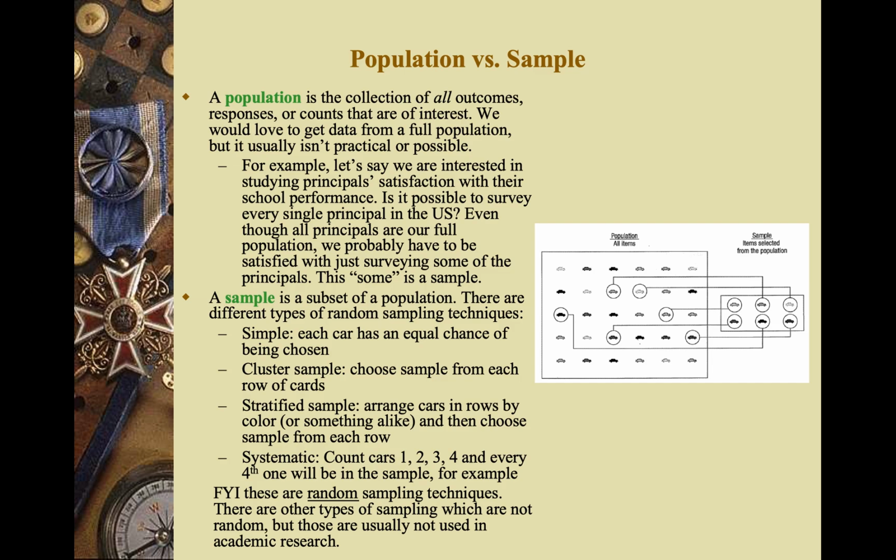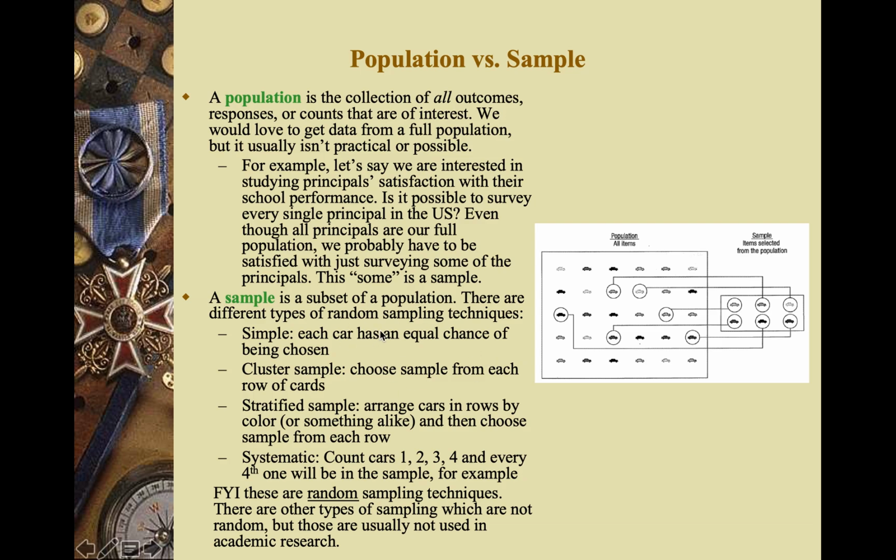So we probably just have to be satisfied with surveying some of the principals. And then this some is a sample. That's what it means. This some is a sample of the population. So again, a sample is a subset of a population, or a some of a population. And there are different types of random sampling techniques. So you don't want to just grab certain principals that you know. You're interested in being able to generalize to an entire population. And so there are different ways that you can do that, but it needs to be random.